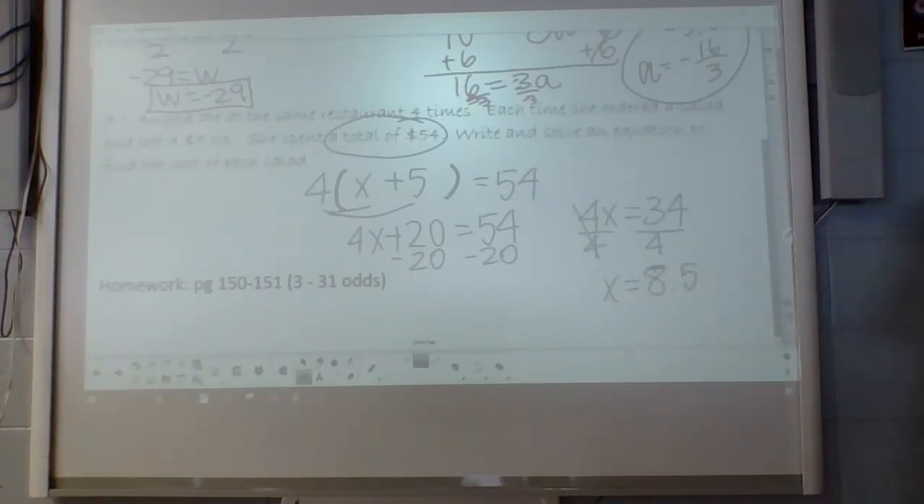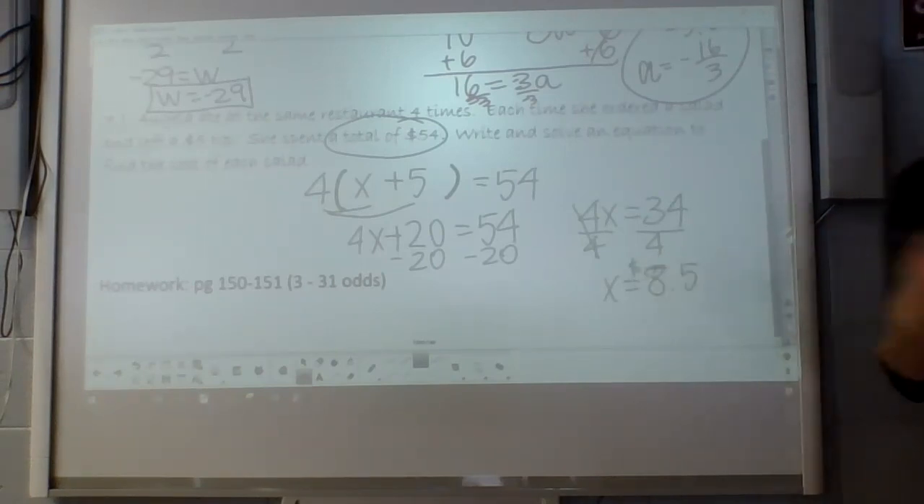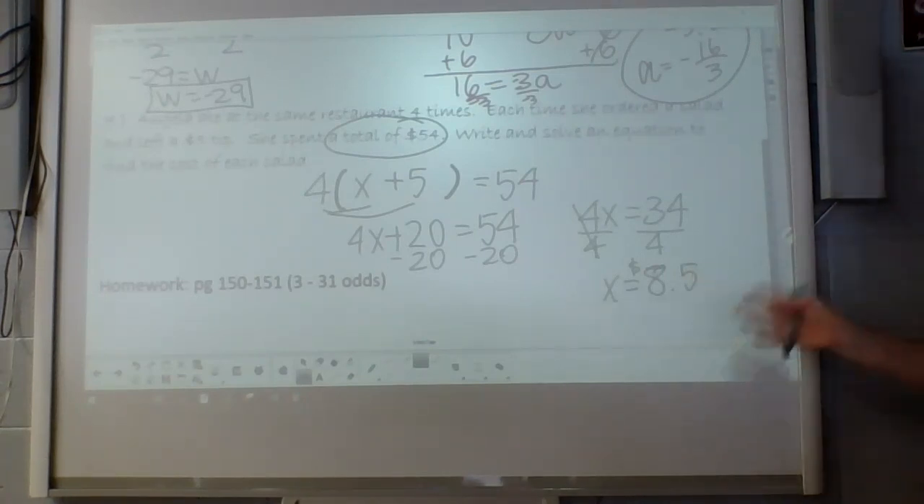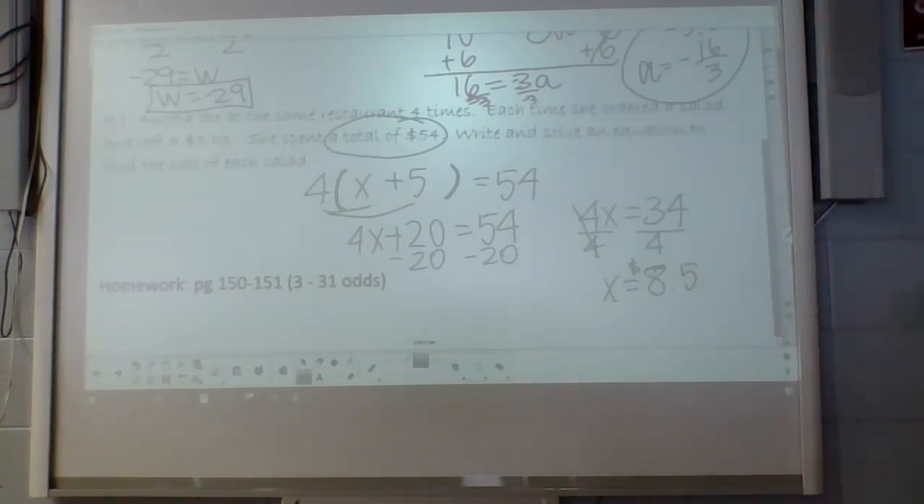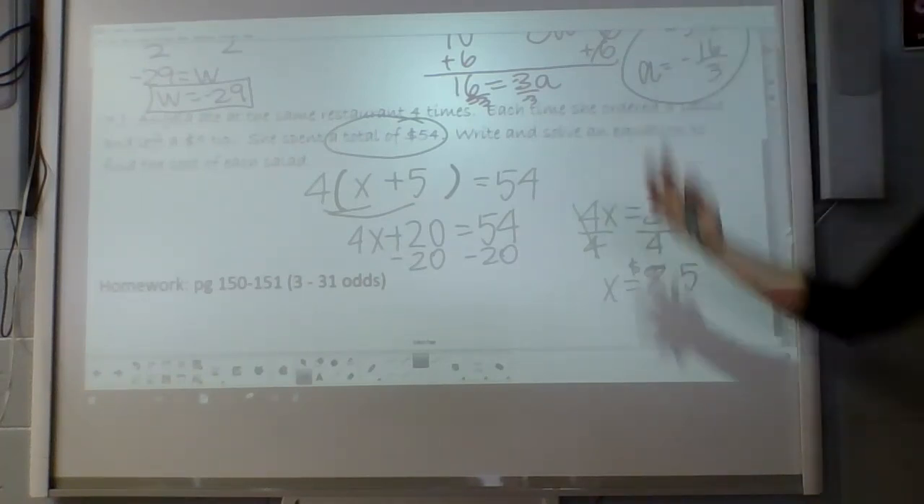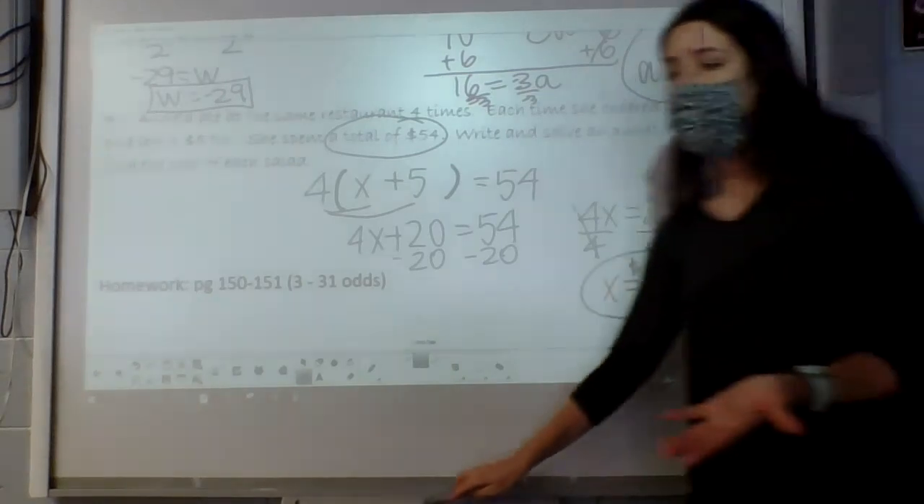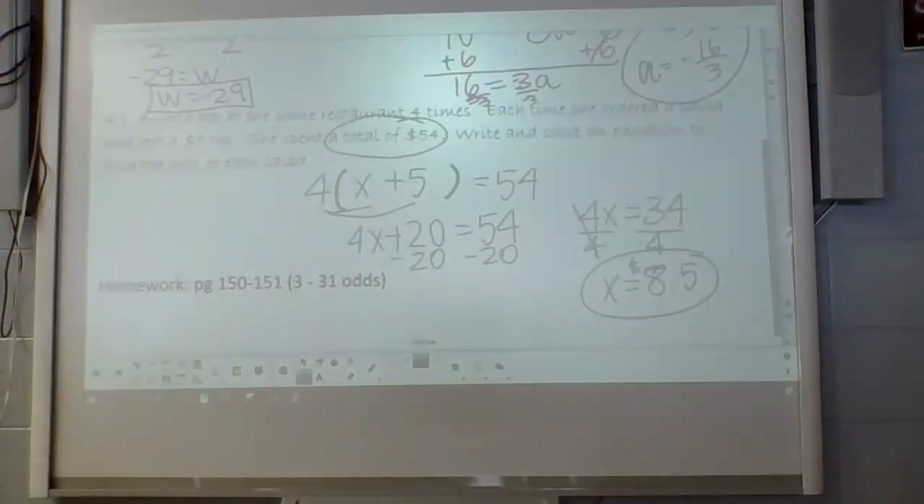Does that answer make sense for this problem? 8.5 what? Dollars. So it's okay that it's a decimal. Does it make some sort of sense? It's a salad, so maybe that sounds like an expensive salad. Maybe it's a very fancy one, like when you order a salad and it shows up like a mountain of lettuce. But had it been $85, I hope you'd be like, huh, something seems funny here. That doesn't sound like a good price for a salad. Or 85 cents, that sounds not good either.